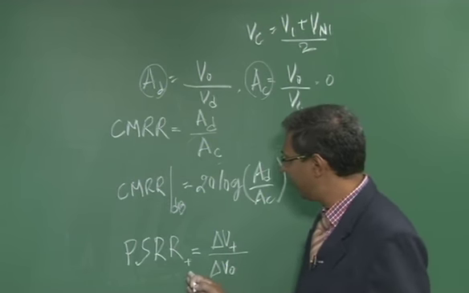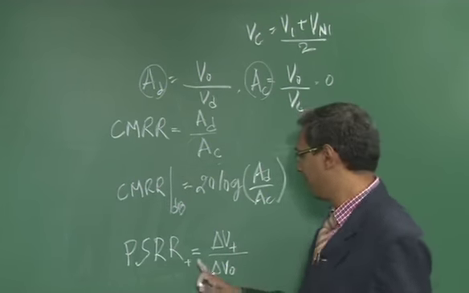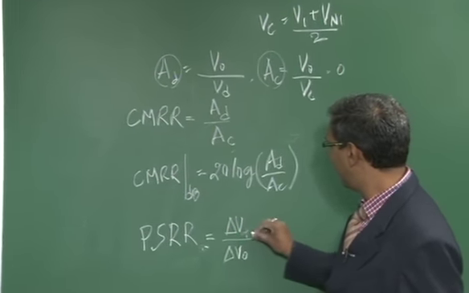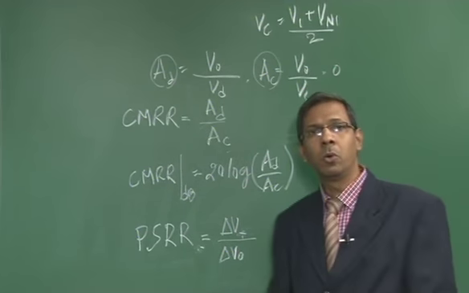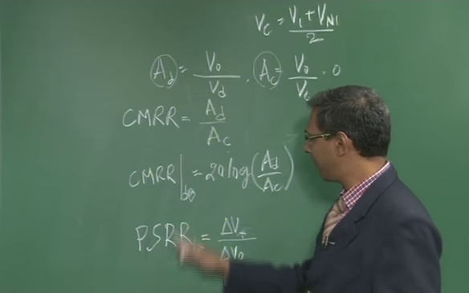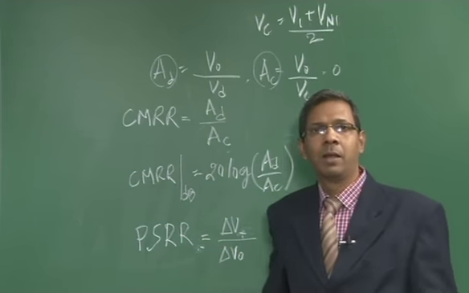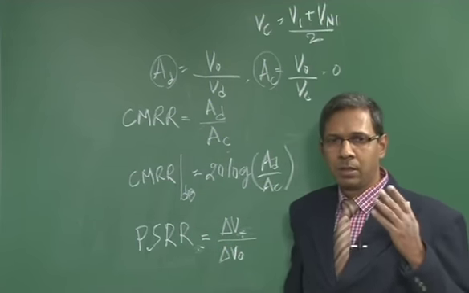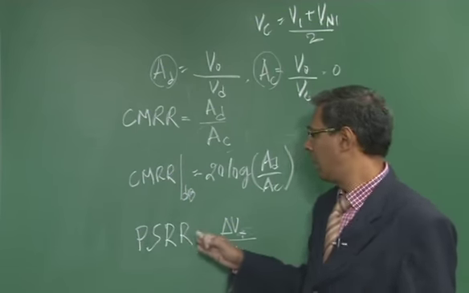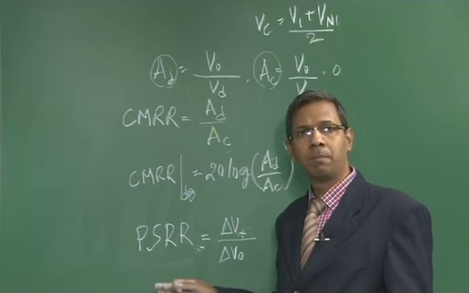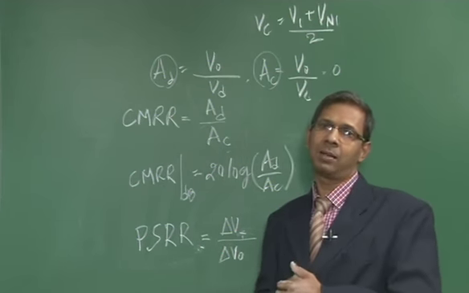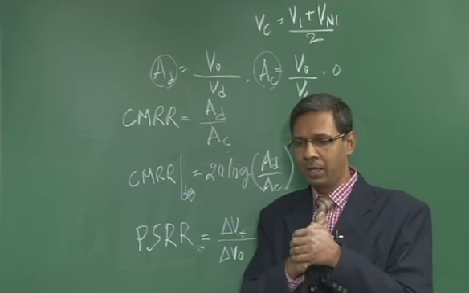Likewise, you can also define PSRR for a negative power supply. In that case, it would be PSRR minus, and we'll have the variation in the negative of the power supply to the change in the output voltage. So these two parameters, CMRR and PSRR, are very important parameters which give us to what extent I can reject the common signal and to what extent I can reject the changes in power supply or the noise in the power supply.